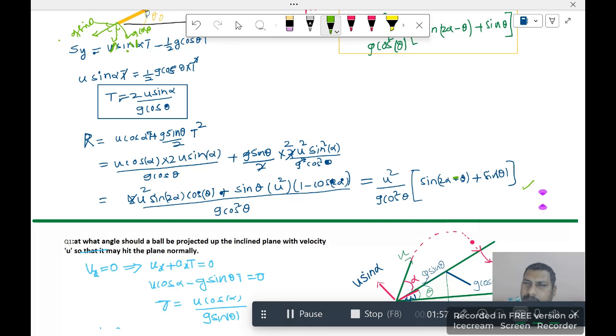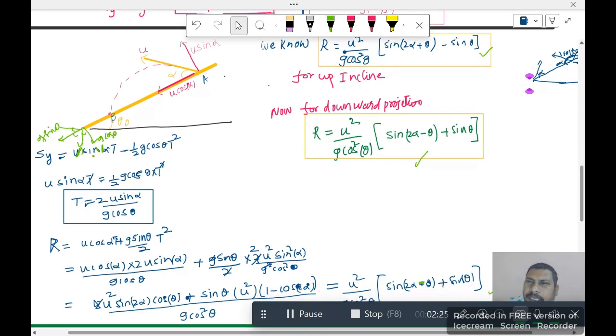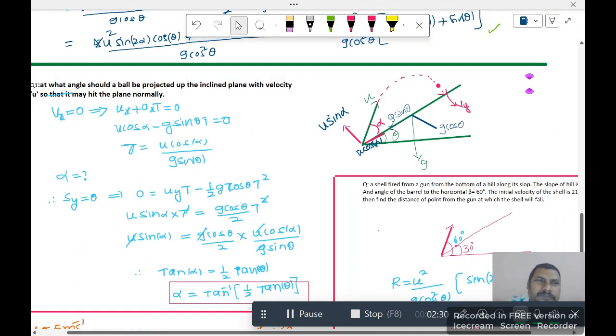That is the reason I am telling you, you have to remember this formula: u square by g cos square theta into sin of 2 alpha plus or minus theta, plus or minus sin theta. When plus, when minus, you know theta. So now you know this formula. This is for the incline upwards, from bottom to top of the inclined plane. And this is the formula for the downward direction. Now you'll see some problems on this concept.